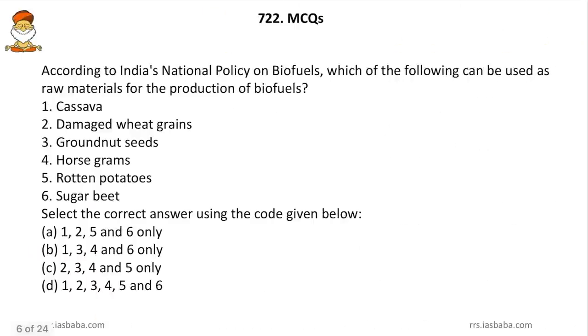According to India's national policy on biofuels, which of the following can be used as the raw materials for production of biofuels? So friends, here "can" is present. However, we cannot take it to that extremity because according to the national policy on biofuels, a constraint is given. So we have to go as per that.